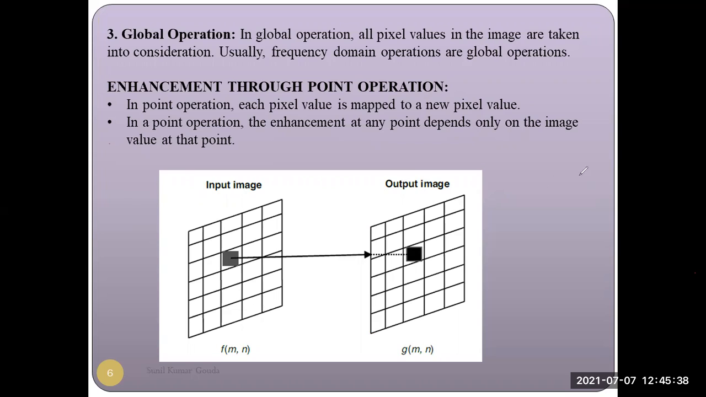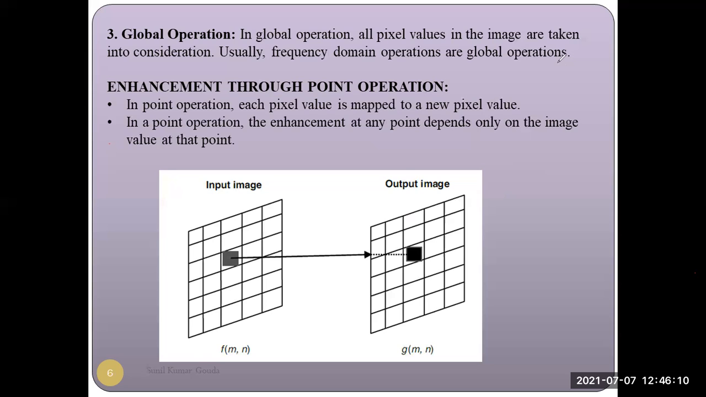Now if you want to perform image processing, instead of taking a single point pixel or a mask of pixels, what will I consider? I will consider the entire image. And this is called a global operation.